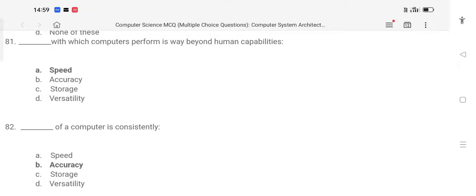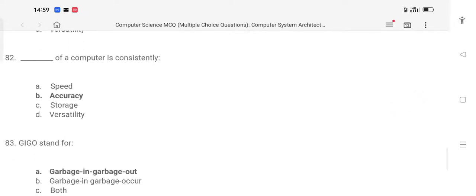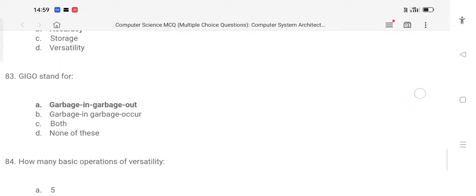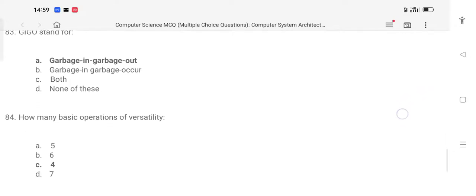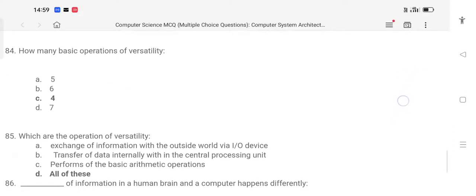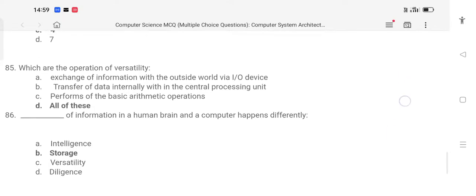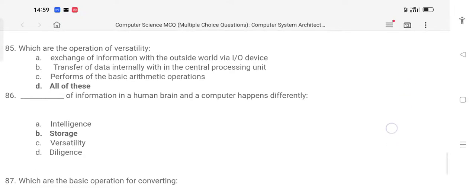Speed. Which way does a computer perform beyond human capabilities? Speed. Dash of a computer is consistency, accuracy. GIGO stands for garbage in, garbage out. How many basic operations of versatility? 4. Which are the operations of versatility? All of these.